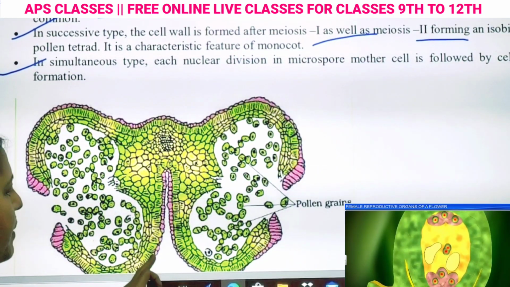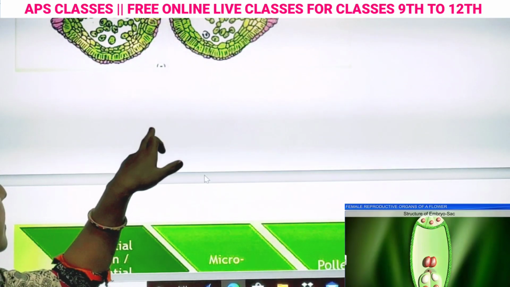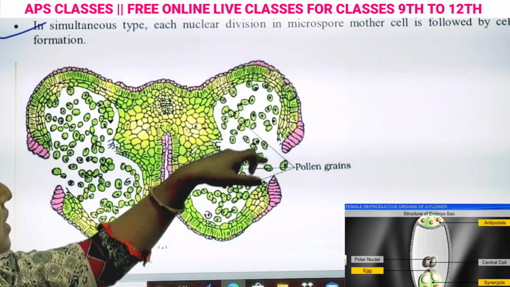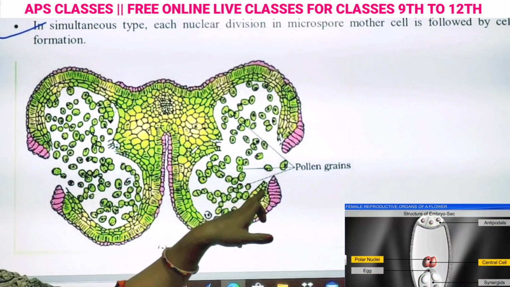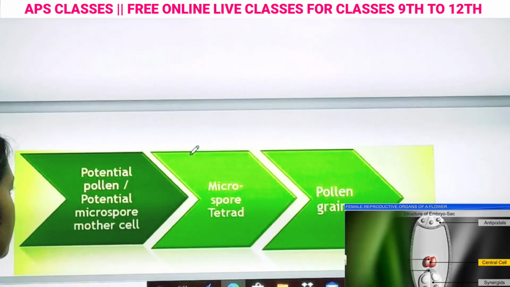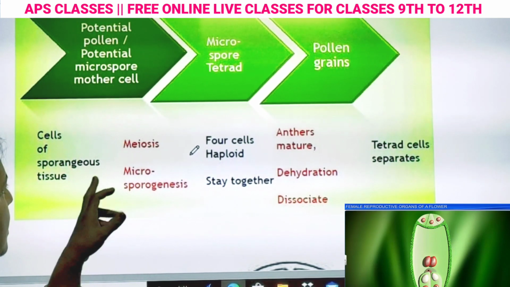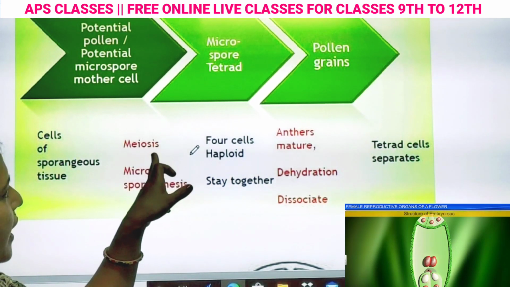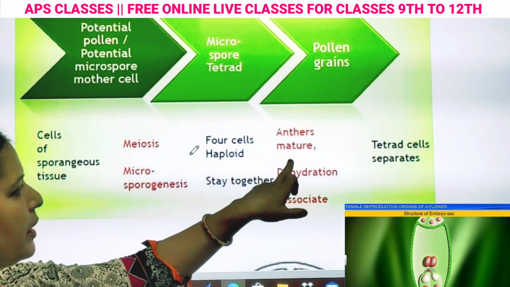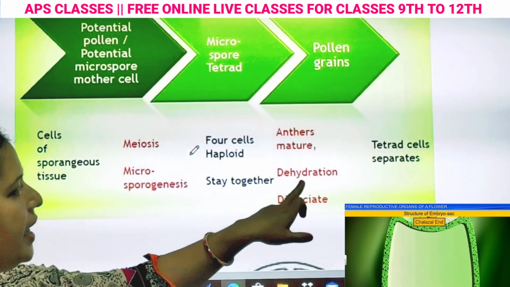and this is the diagrammatic representation of the microsporogenesis. This is the diagrammatic representation of the microsporogenesis. That means these are all pollen grains that occur in the microsporogenesis. This is the cells of the sporogenous tissues. These are meiosis, and in meiosis 4 cells, they are haploid. Anthers mature. Microsporogenesis, they stay together, वो इकट्ठे रहते हैं.